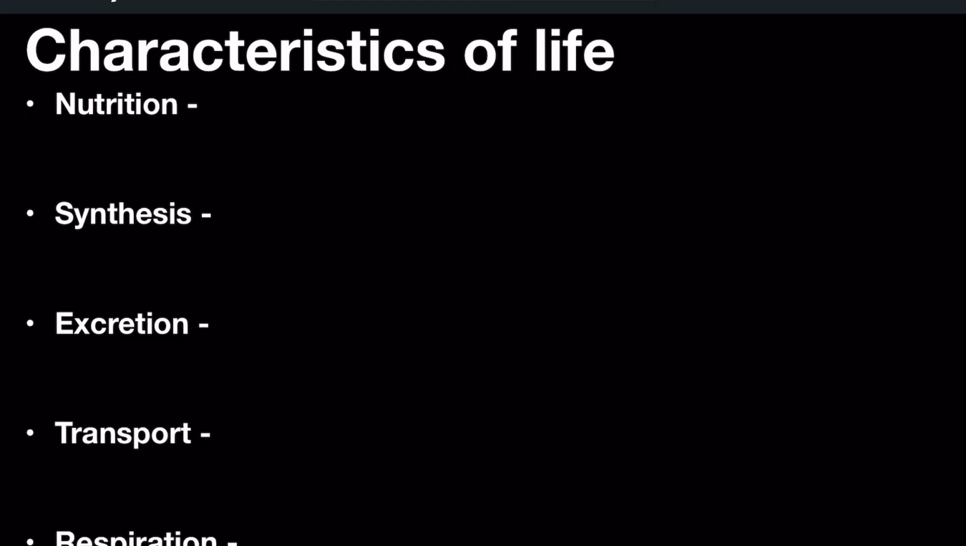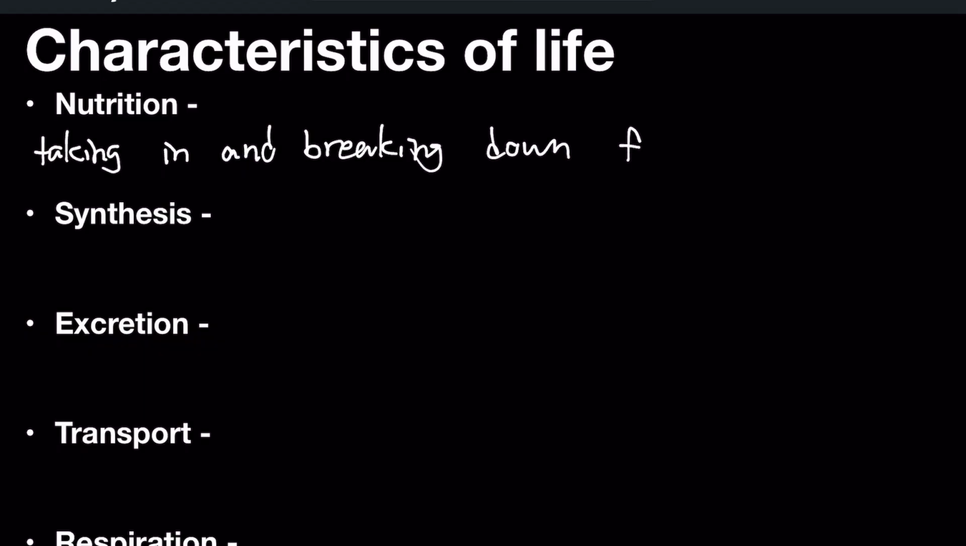So the first one we have is nutrition, which is taking in and breaking down food. So for humans and heterotrophic organisms, that's eating other organisms and then digesting them to break down food. And then for autotrophic organisms like plants, they have nutrition through photosynthesis, taking in sunlight and generating glucose from that.